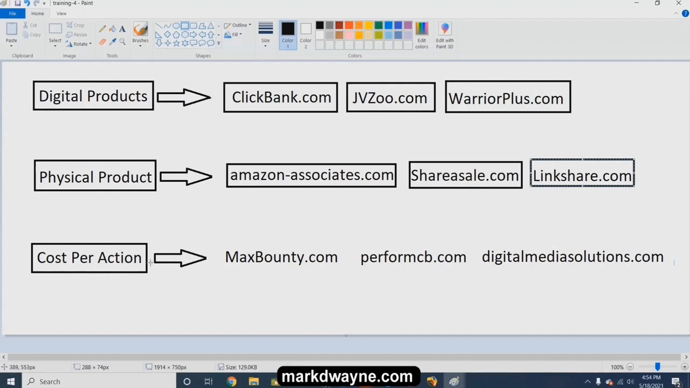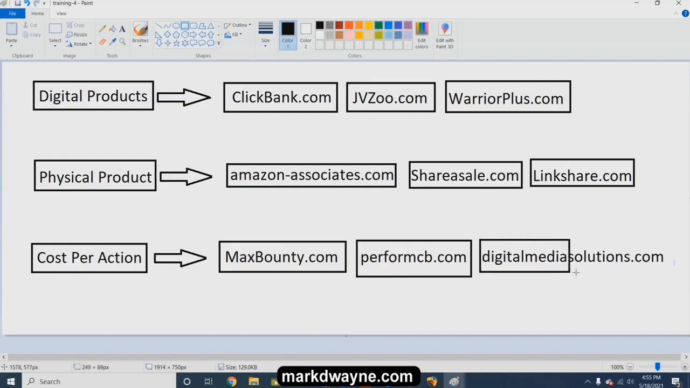And then cost per action. You have Max Bounty, maxbounty.com. Perform CB, formerly known as ClickBooth. And then you have Digital Media Solutions. So those are the three basic categories and the networks associated with them.